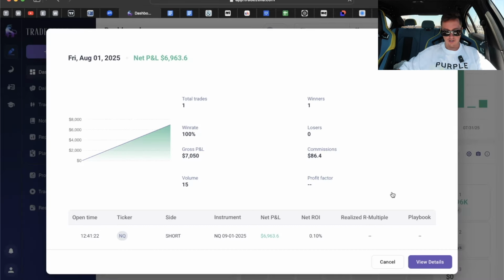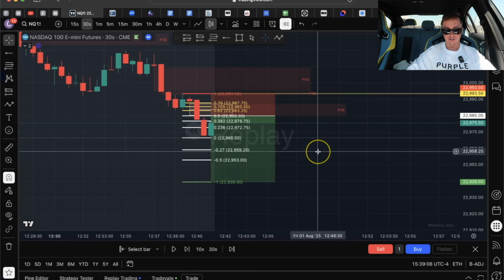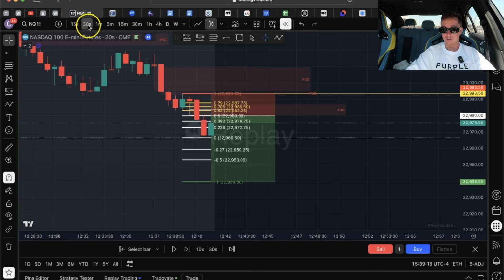So here's a trade that I took, made $7,000, but after commissions I made $6,900 on that trade. First trade of the month was an absolute perfect trade. And with this strategy, guys, I'm telling you, you do not need that many trades. All you need is 1 or 2 really good trades a week and you'll be completely fine, especially if you're using prop firms. And I am on the 30-second time frame, mainly looking at NQ.